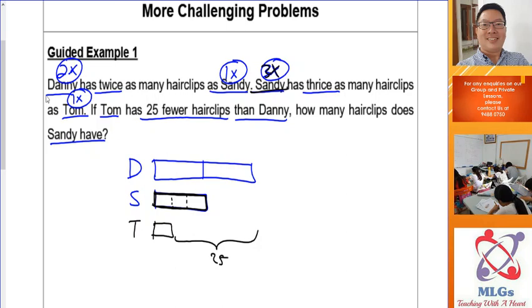your comparison model, right? Danny has a longer rectangle than Tom, right? How many hair clips does Sandy have? So now can you see why we don't want to join the rectangles together? Now if you join the rectangles together, like what I said in the earlier lessons, right? In the earlier lesson, something like this, right? Something like this. Now you will not be able to do this, right? Where are you going to put the question mark for Sandy? How many hair clips does Sandy have?